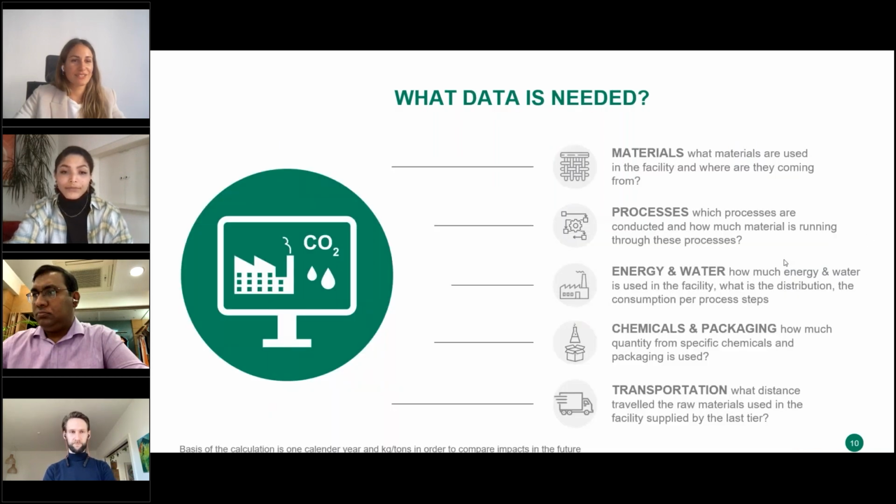And actually talking about what is needed from the facility side, I listed it up here. So really the materials that are used in the facility is important. So the amount of the material going in and where the material is coming from. Then also the processes, which processes are conducted and how much material is running through these processes. Then also energy and water or steam, how much is used in the facility. What is the distribution of this and the consumption also per process steps. We'll show that in a minute in the tool. Then also chemicals and packaging, so how much quantity from specific chemicals is used, and also packaging and the transportation.